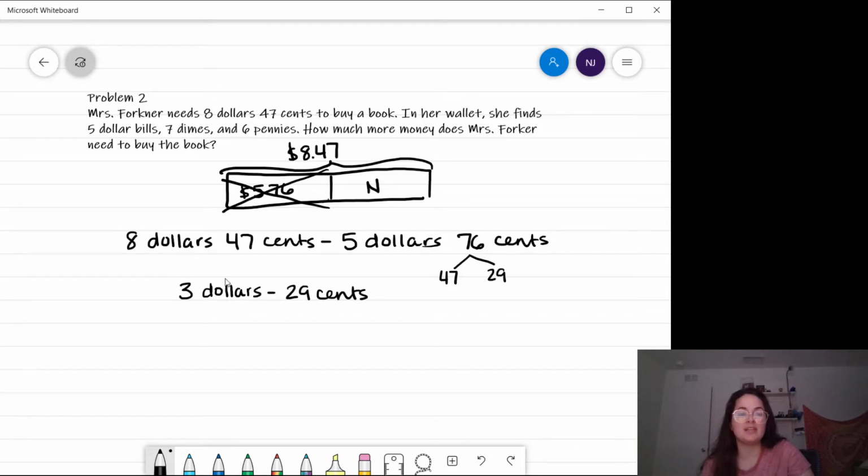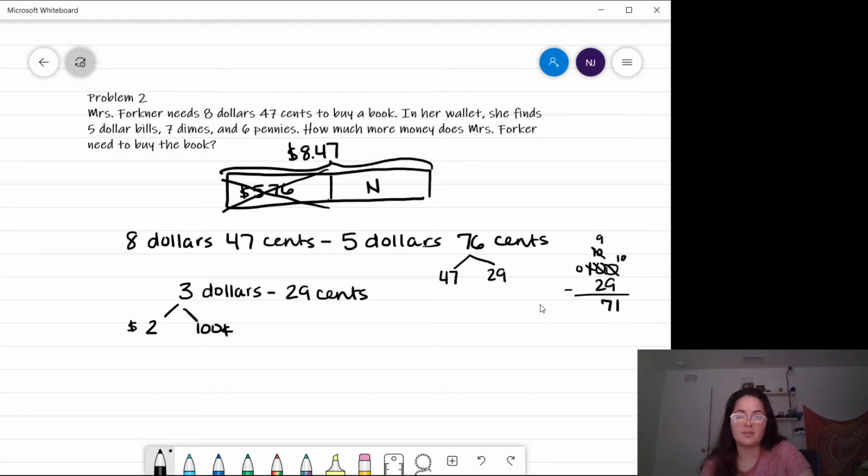And I would need to take my $3 and break it apart into $2 and 100 cents, so I could subtract my cents. So 100 minus 29. I don't have enough. I would need to borrow from my hundreds place, bring it over to my tens, turning this into a 10. I still can't subtract, so this 10 would turn into a 9, and then I would bring that over here. So 10 minus 9 is 1. 9 minus 2 is 7.